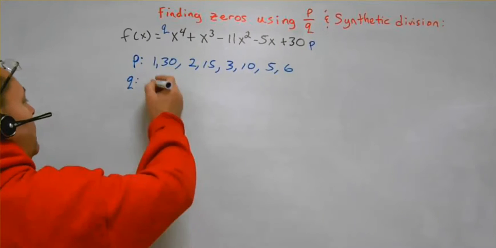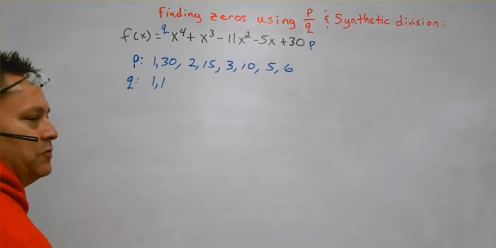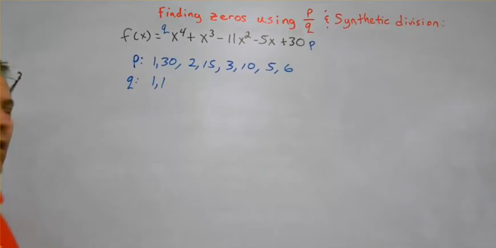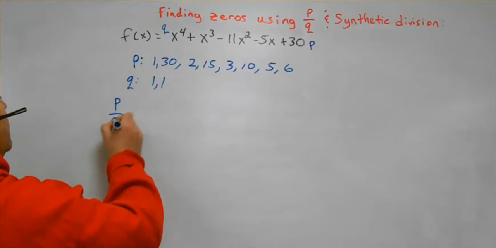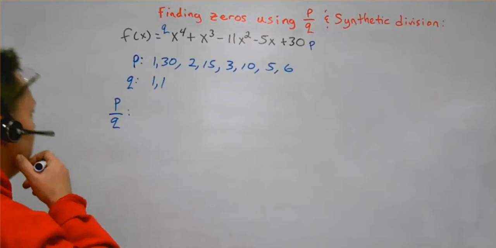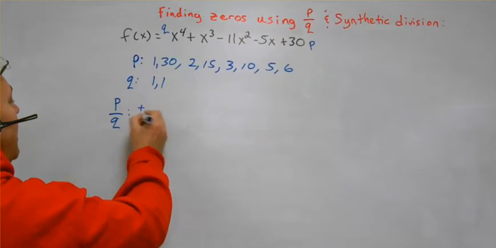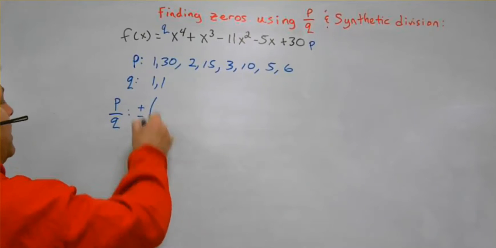Well, that's just 1 and 1. 1 times 1 is 1. So it's just 1. This makes it a relatively simple situation to set up our P over Q, which is going to be our possible factors. I'm going to do plus or minus so I don't have to write it each time.